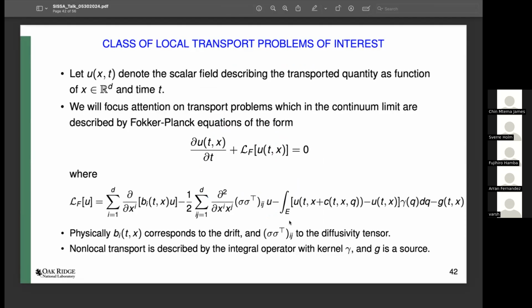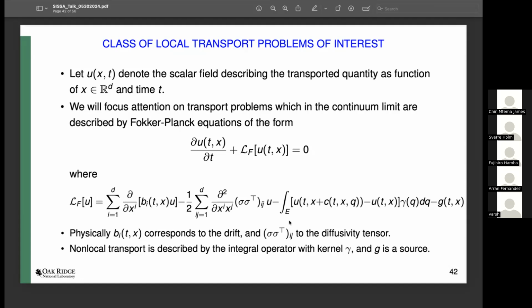I'm restricting my attention to these so-called Fokker-Planck equations, which in reality, in the language that I've been using up to now, are pretty much just advection-diffusion equations, but with the potential presence of non-locality, okay? So again, U, in this case, is the field you are interested in. It could be your pollutant in the ocean, the temperature of a plasma, anything you are interested in is U. And then you have a dynamic equation, a partial differential equation for U, du dt.